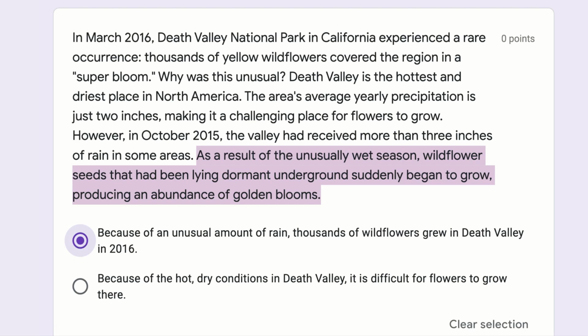Because of an unusual amount of rain, thousands of wildflowers grew in Death Valley in 2016. The second one says because of the hot, dry conditions in Death Valley, it is difficult for flowers to grow there. That's true, but that doesn't connect everything that the author gave us. And it doesn't give us what the author really wants us to know, which is that wildflowers were able to grow in 2016. Okay, good luck with this.